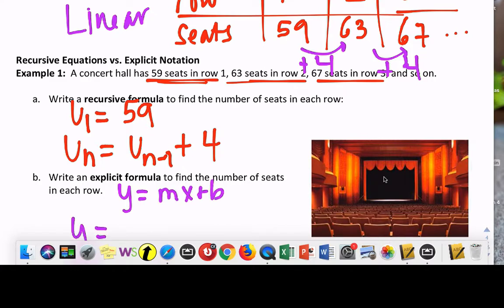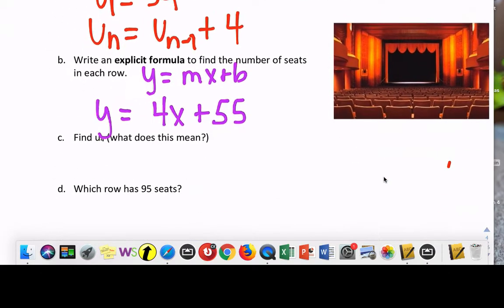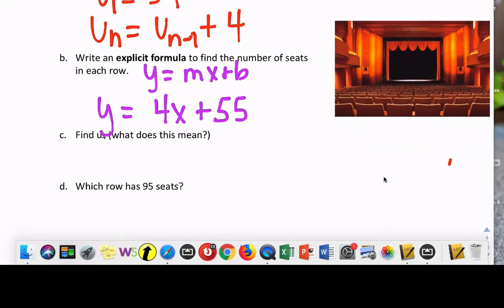So if we take a look at this, our slope is 4. What is our starting value? Well, the starting value would be if there was a row 0, how many seats would there be? So let's go backwards. If we do 59 minus 4, we will get 55. So if there was a row 0, it would have 55 seats. So there's 2 ways to write this formula here. We have recursion. The starting value is 59. We add 4 every time. Or we could write it as a linear equation. The y-intercept, the starting value is 55, and the slope is 4.